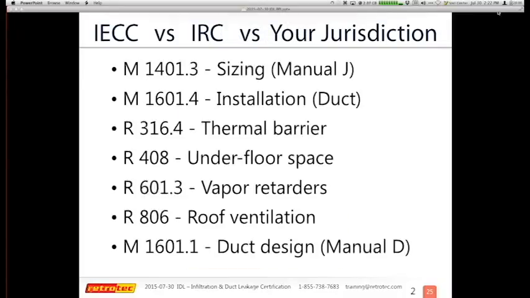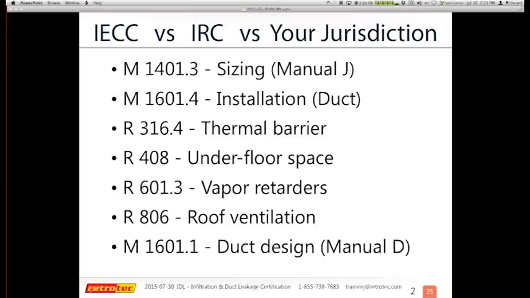I added this slide for a lot of people that are code savvy or want to learn more about it. Somebody asked, are we referring to the ICC codes? Yes, the ICC codes are the international codes, and we're actually following the International Energy Conservation Code. So the IECC is the energy code which we're referring to.